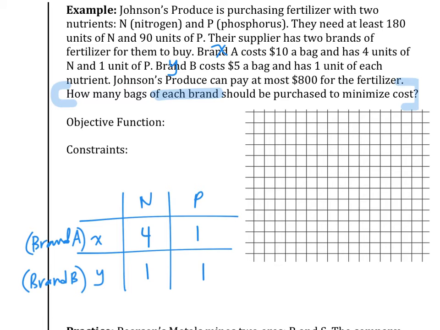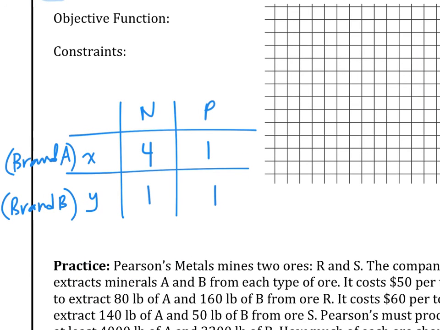So this means if I buy X bags of brand A, I get 4 times that amount of nitrogen. If I buy Y bags of brand B, I get 1 times Y amount of nitrogen. So no matter how many bags of each one I buy, the total amount of nitrogen is always going to be 4 times the brand A bags plus 1 times the brand B bags. Does that make sense? Just go straight down. 4 comes from this bag, 1 comes from this bag. This is how much I have total. Okay, and the same thing with phosphorus. It's going to be X plus Y.